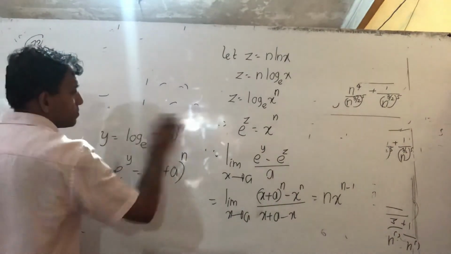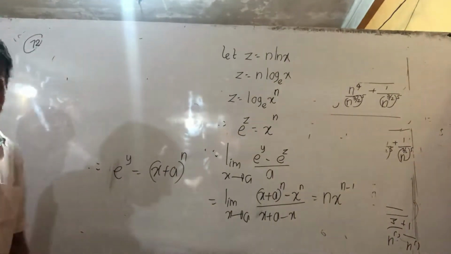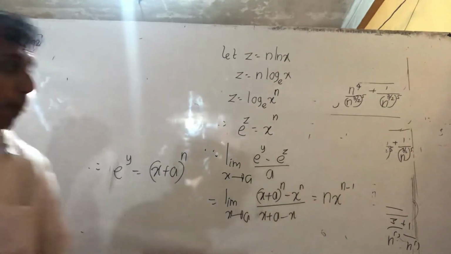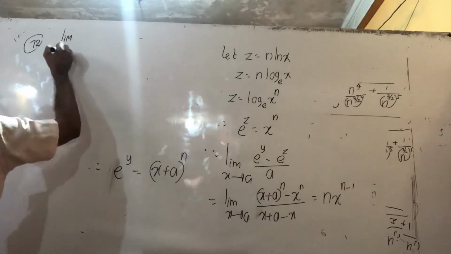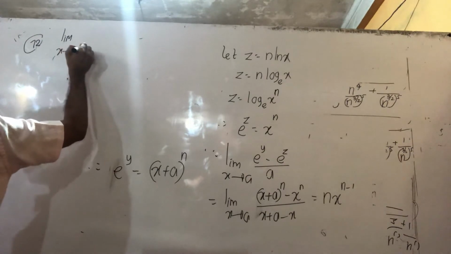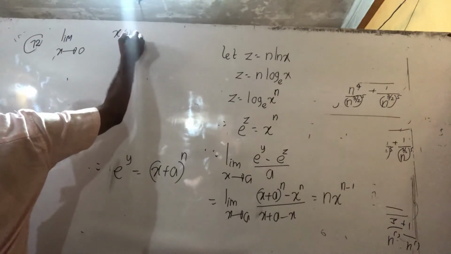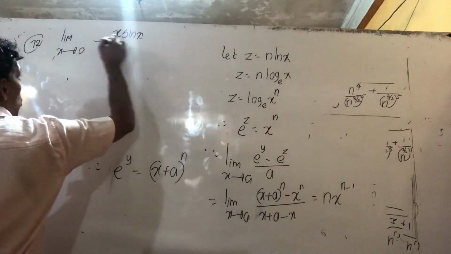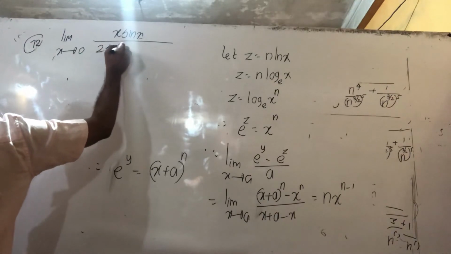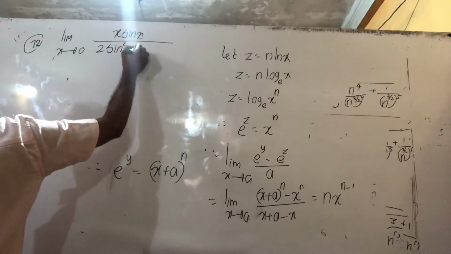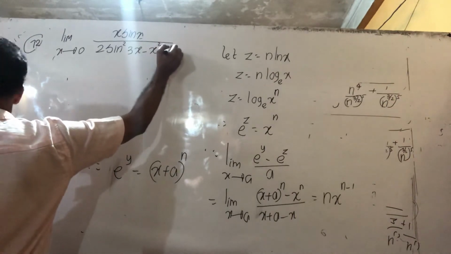Second problem. Limit x approach to 0, x sine x over 2 sine square 3x minus x square cos x.